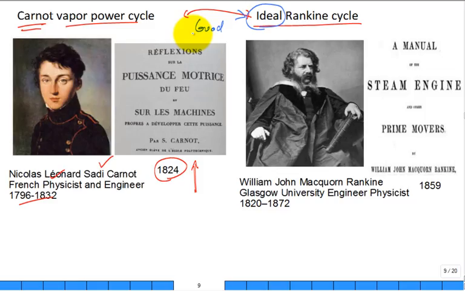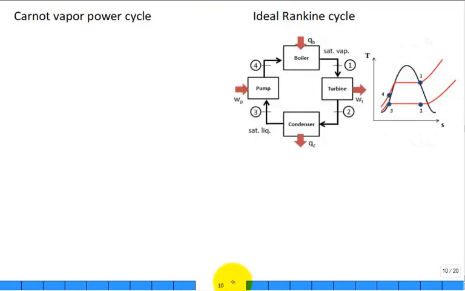Let me go back and review what the Carnot is. So we already know what the ideal Rankine looks like. What four components?